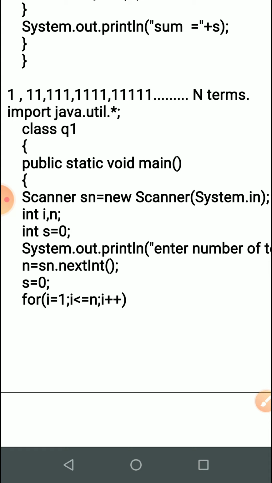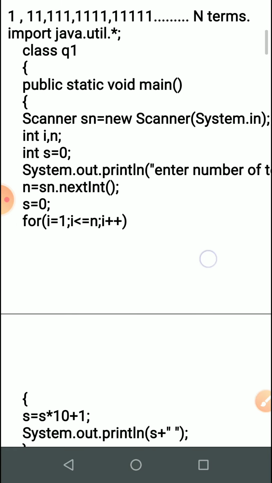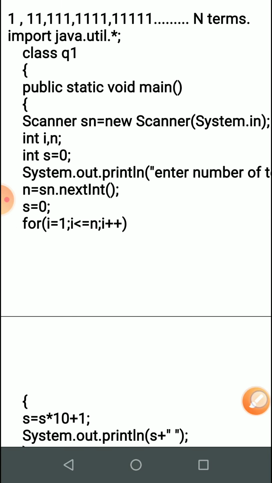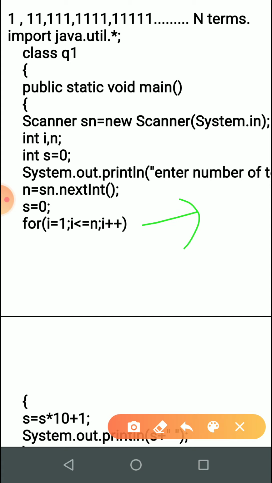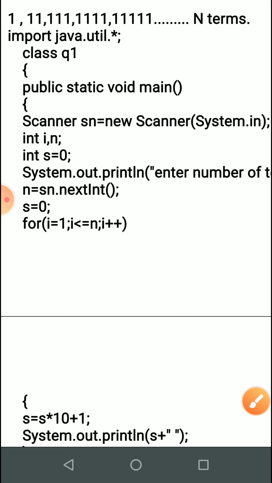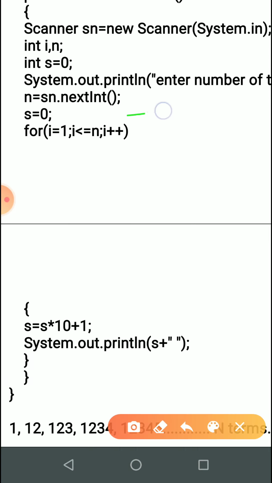So we have taken a variable n for the number of terms. Then the loop starts n times, from 1 going to n. For generating these numbers, I have taken a variable s as 0. The first time it gets in the loop, it will say 0 into 10 plus 1, so it will give you 1. That is the first term. It will display s, which is 1.